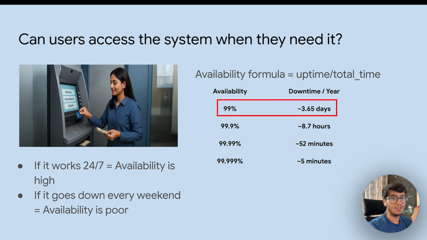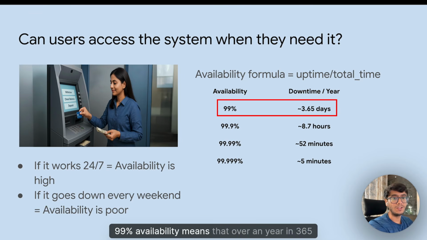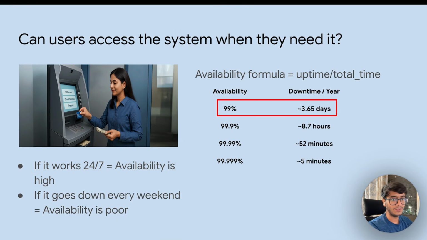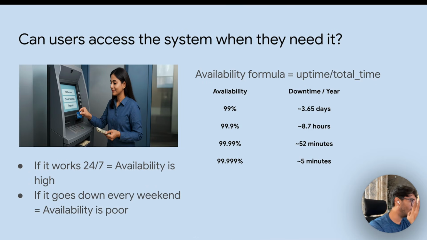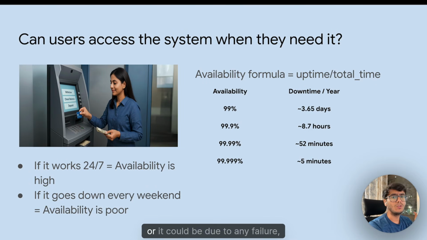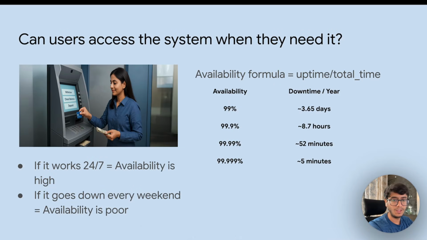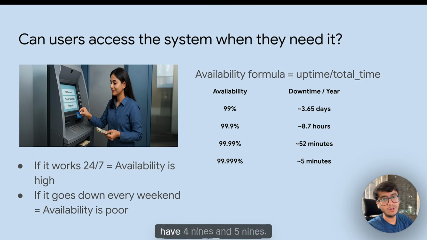And this is how much 99% availability means: over a year of 365 days, 3.65 days my system is unavailable. It could be due to maintenance, it could be due to any attack on the system, or it could be due to any internal failure. And when we say 3-nines availability, which is 99.9%, it's 8.7 hours, and similarly we have 4 nines and 5 nines.